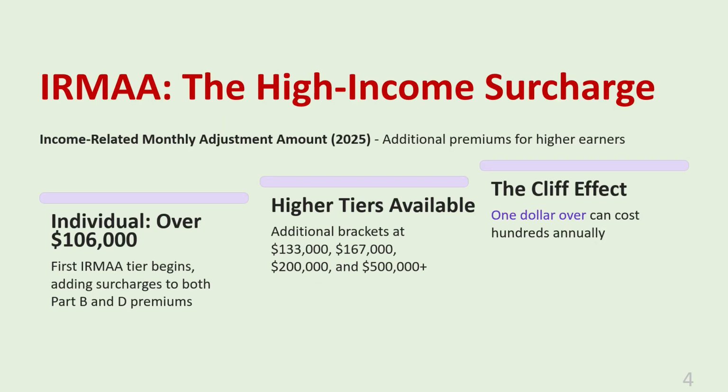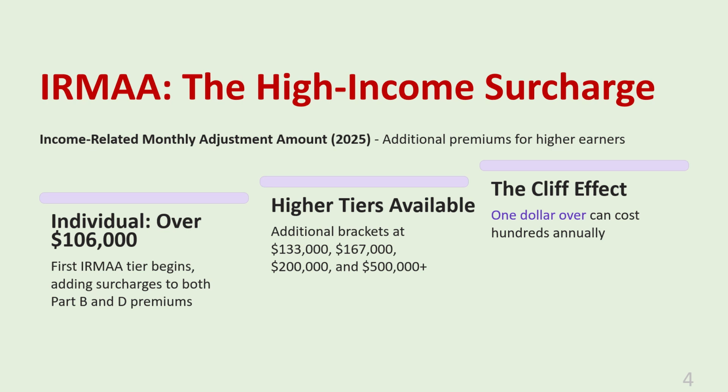So this 2 year look back is what brings us to a financial threat to high income retirees. And that's IRMAA, income related monthly adjustment amount. And this table here, this chart, is for 2025. I will also show 2026, how it changes over time. Think of it as a mandatory high income surcharge, or a tax, that is added to your standard premiums for both Medicare Part B and Part D.